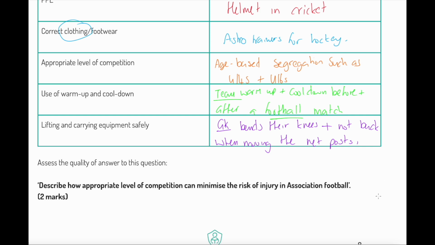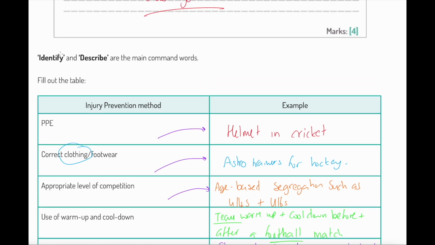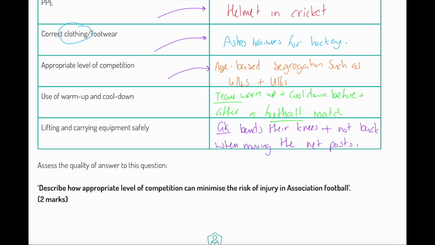And that's how we take our identification over to an example-based description. Remember what I said before, guys? We've got to be prepared to identify, in this case, injury prevention methodologies, and describe them using examples. Okay, so hopefully those are good things.